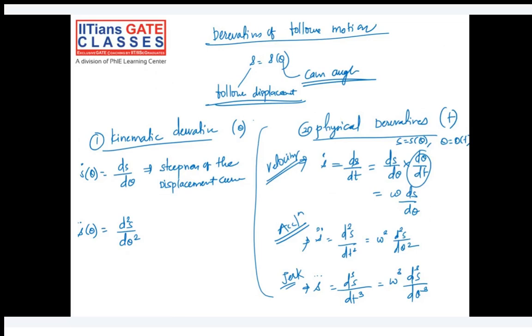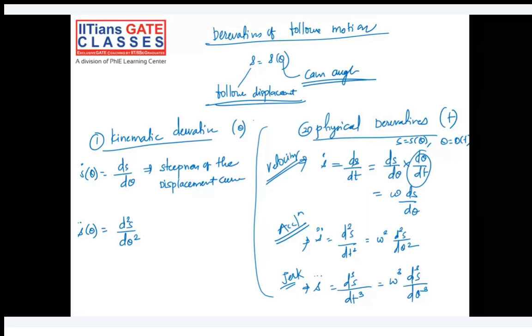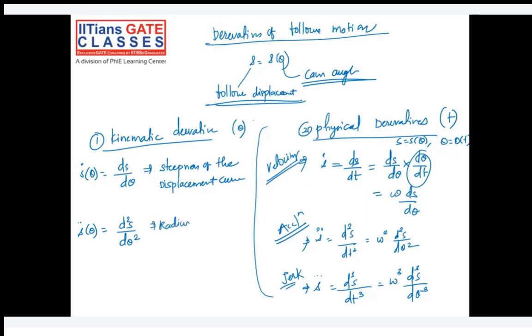If we have a higher value of this derivative, it means our curve is more steep, and there is a chance that the motion will not be that smooth. The motion of the follower will not be that smooth. The second derivative, d2s by d theta square, is related to the radius of curvature of the cam at different points along its profile, and it is in inverse proportion.